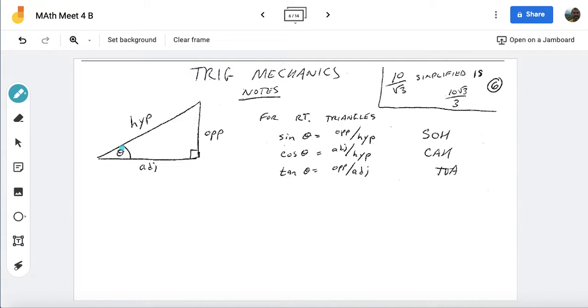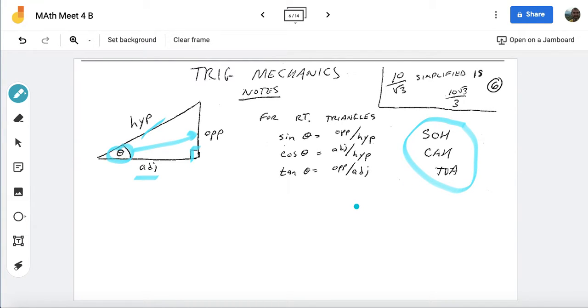Let's say we're talking about this angle here in a right triangle. If this is the angle, then that's the opposite side. This is the adjacent side, and that's the hypotenuse. Sine is opposite over hypotenuse. The cosine of the angle is adjacent over hypotenuse. Tangent is opposite over adjacent, SOHCAHTOA.